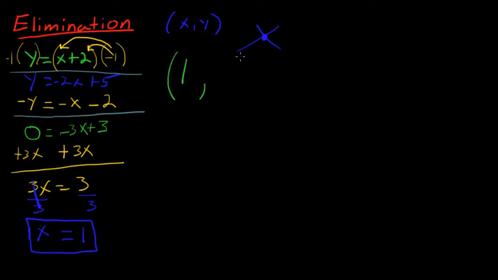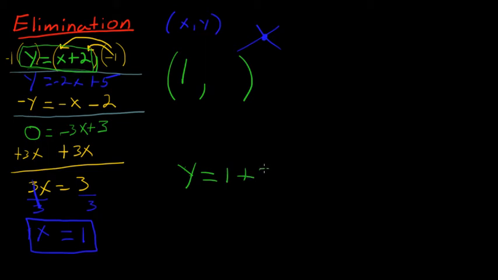So we need the y coordinate. To finish off, even though we're using elimination, we can just substitute that 1 into one of these equations. Really that's exactly the same as we did in the other video. I'm going to use this nice easy original equation that's here in the green, y equals x plus 2. So here's my x equals 1.